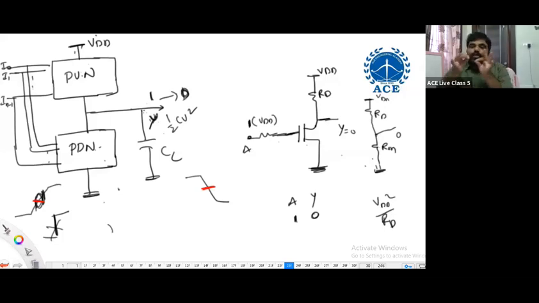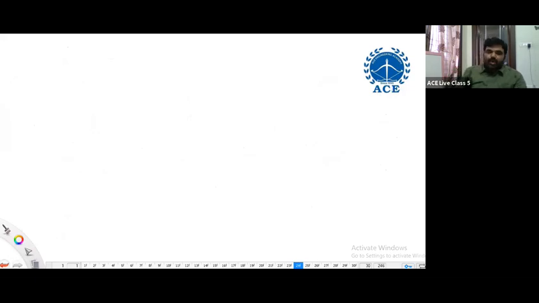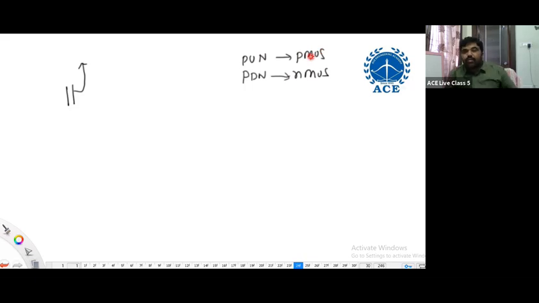Once again, when the output is pulled to logic 1, VDD, it is preferable to use a P-channel MOSFET. When the output is pulled to logic 0, an N-channel MOSFET is preferable. Why? We will understand now. Very simple concept. Let us see. In the pull-down network, preferable is NMOS. In the pull-up network, preferable is PMOS. Why, we are going to understand now.